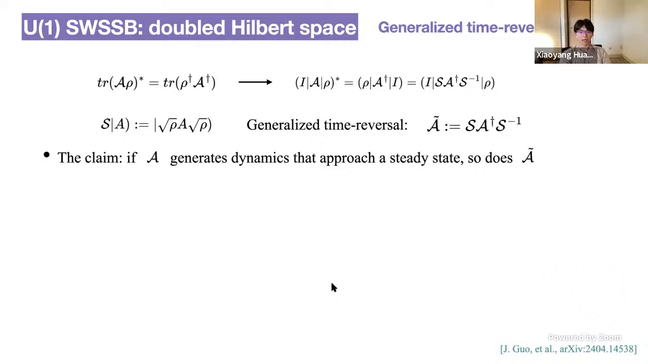So the claim is that after doing this generalized time reversal symmetry, if originally A is the dynamics that guarantees that you approach a steady state, then A tilde is also a dynamics. At the same time, it will also approach the same steady state. So in this sense, A tilde is the time reversal partner of A. And you can see that if you apply the tilde operator twice, you will get back your original A operator.